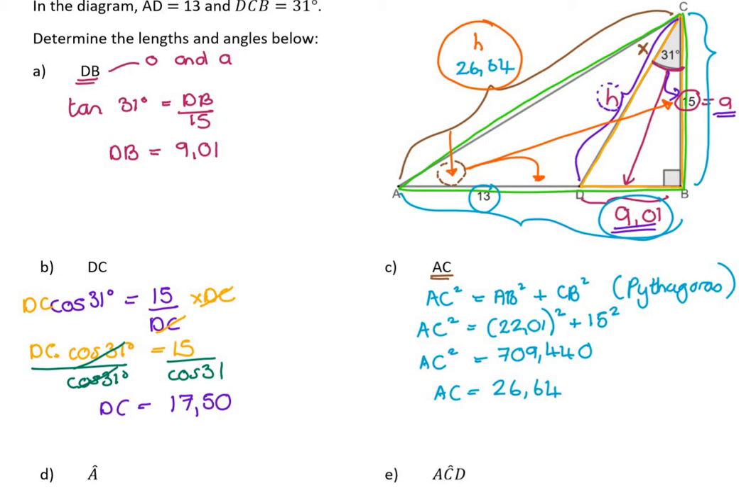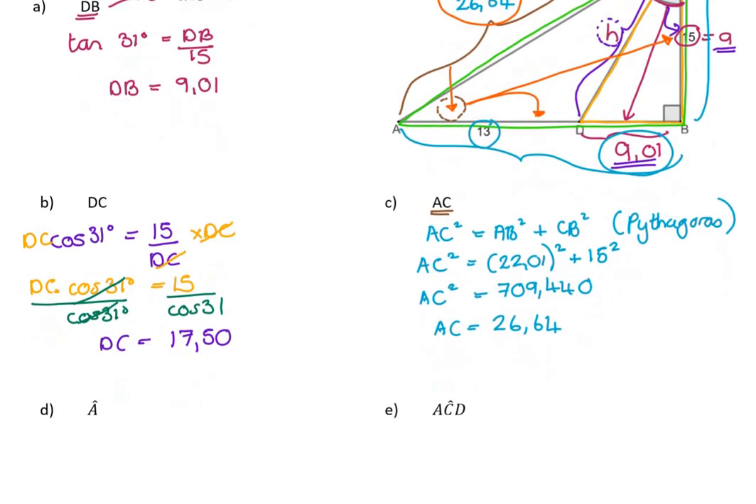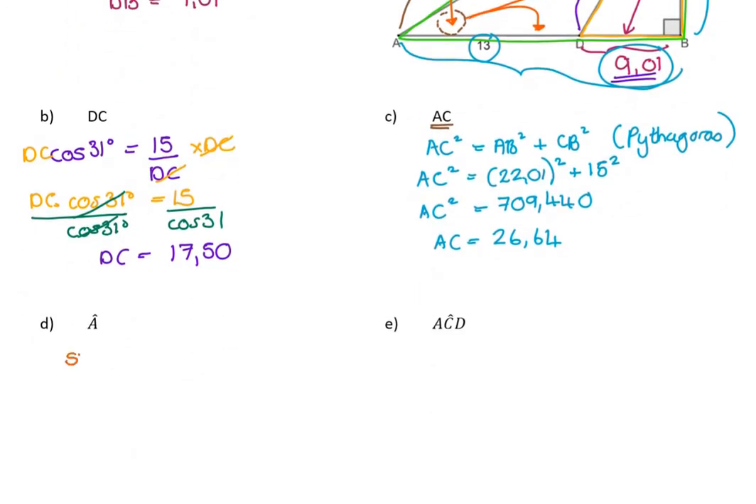because I'm looking for, I can actually use any ratio. I could have used sine, cos or tan and then work backwards to my angle. So it doesn't really matter which one. I'm going to pick sine. Why not? So sine of angle A would be the opposite, which is 15, divided by the hypotenuse, which is 26.64.